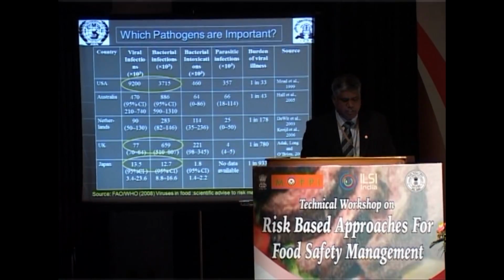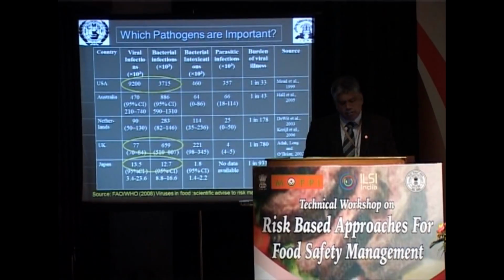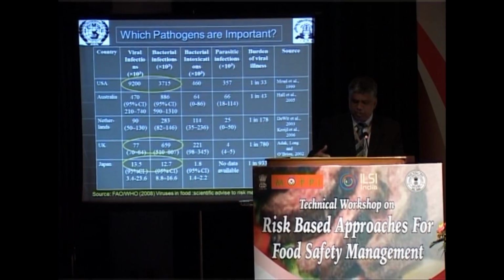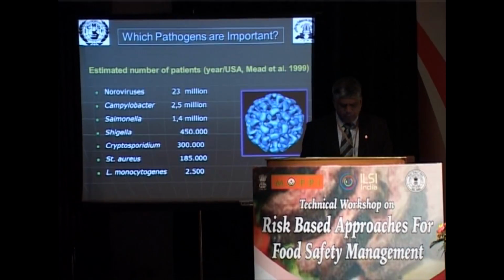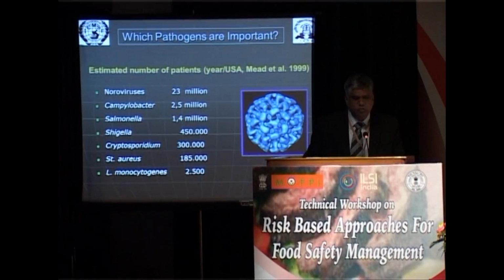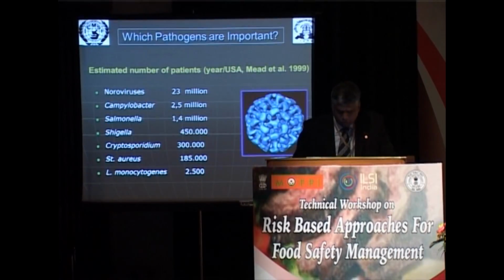In some other countries like UK and Netherlands, bacterial pathogen infections exceed virus, whereas in Japan we have almost similar prevalence rates for viral, bacterial pathogens and parasitic infestations, though parasites are less studied and less reported. Among different etiological agents in USA, estimates are there for different pathogens, and noroviruses, as I have told, are the largest contributors in foodborne infections, followed by Campylobacter, Salmonella, and Cryptosporidium is one of the emerging infections all over the world.